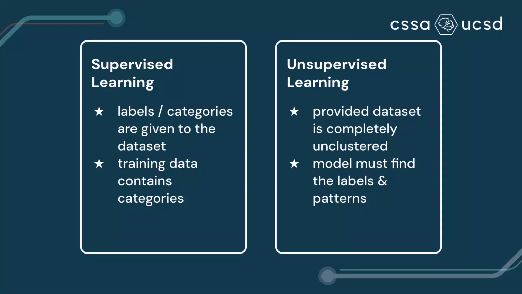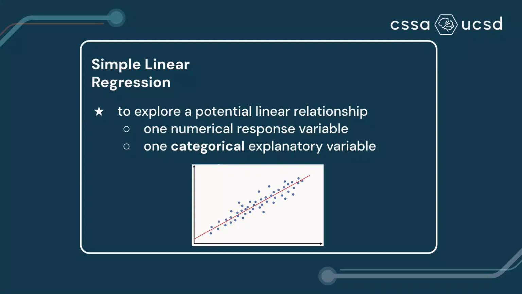Perfect. Okay. So, the most exciting part, let's get to regressions. Our first type of regression is a simple linear regression, which is trying to explore a potential linear relationship. On the y-axis, there's usually a numerical response value, and on the x-axis, there's usually a categorical explanatory variable. And here, we're just trying to find a linear relationship between these two variables. Pretty simple, given the name.